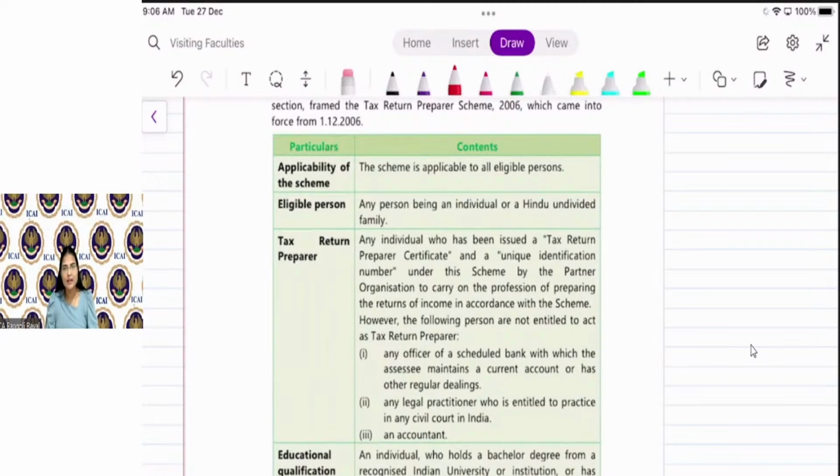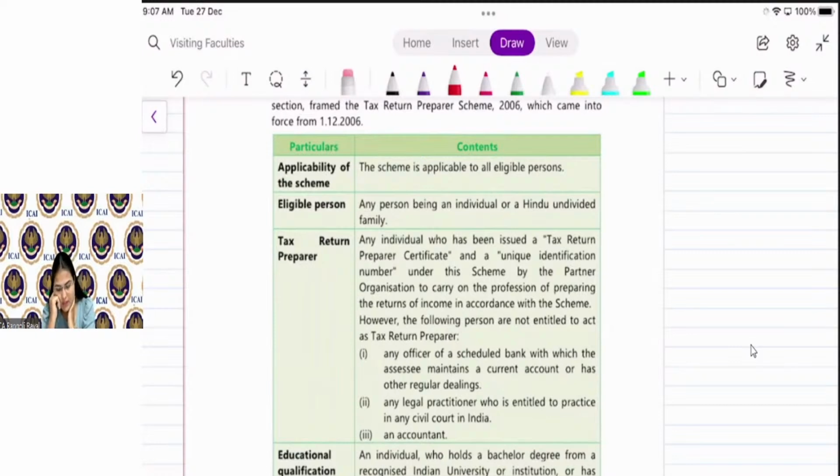Tax return preparer means an individual who has been issued a tax return preparer certificate. For that, you have to apply and you have to pass one exam. And a unique identification number under the scheme by the partner organization to carry on profession or business of return of income in accordance with the scheme.